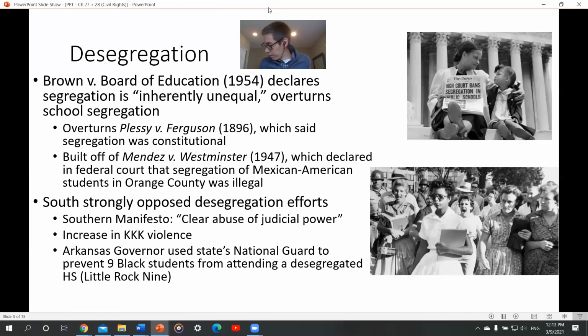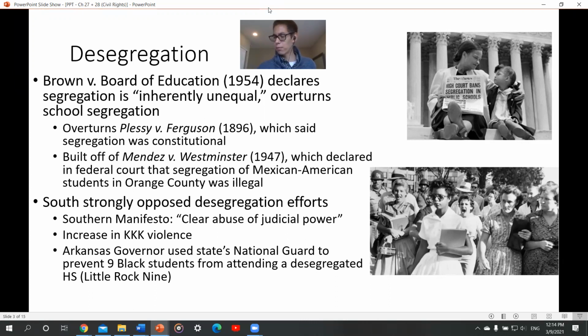And so the first real battle, or the first real victory of the civil rights movement is around segregated schools. In 1954, Brown versus Board of Education, Supreme Court case, declared that segregation is inherently unequal, that separate but equal is inherently unequal. And this got rid of school segregation. This overturned a previous Supreme Court case, Plessy v. Ferguson of 1896, which said that segregation was constitutional.